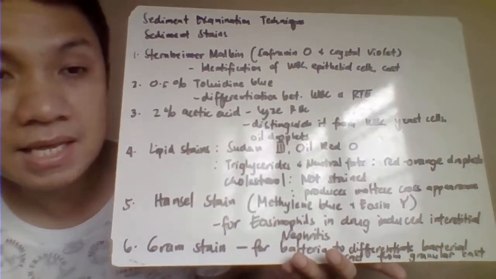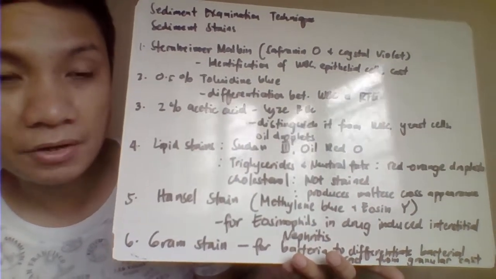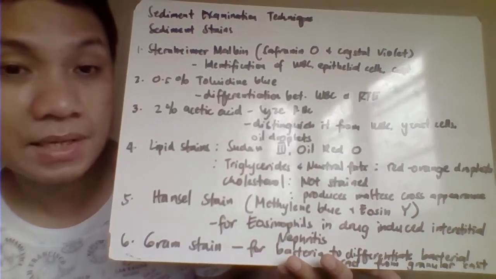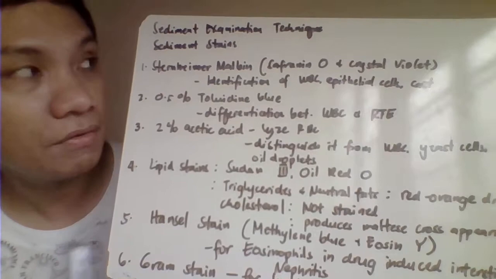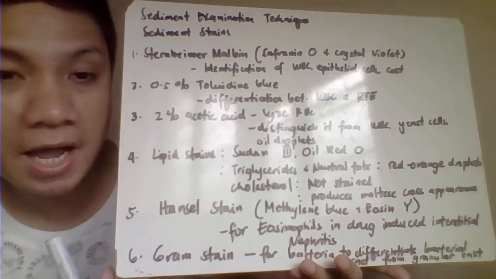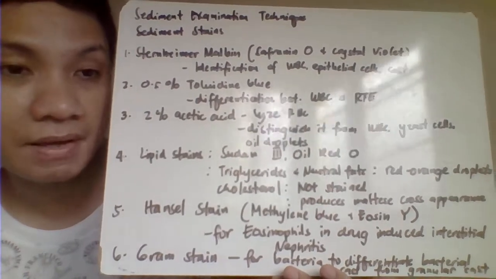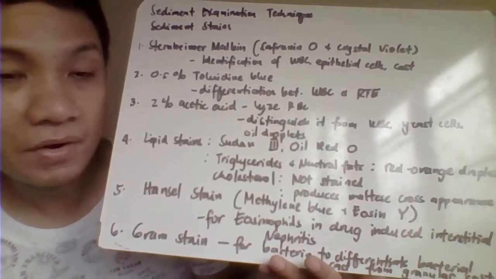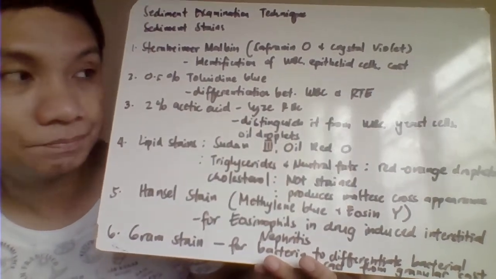Okay, so pag na-stain, eventually your sediments were able to be colored. Pag nagkakaroon siya ng color, it would help you to identify those sediments. It will be easy for you to identify them under the microscope. So the first stain we have is your Sternheimer-Malbin stain, a combination of your safranin O and your crystal violet. This would help differentiate between your WBC, your epithelial cells, and your casts.